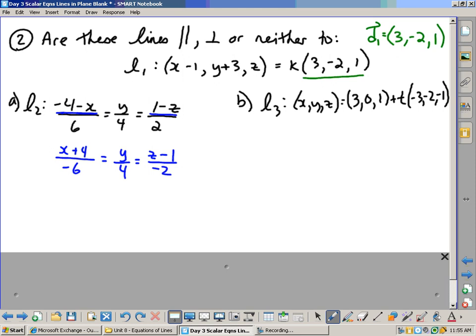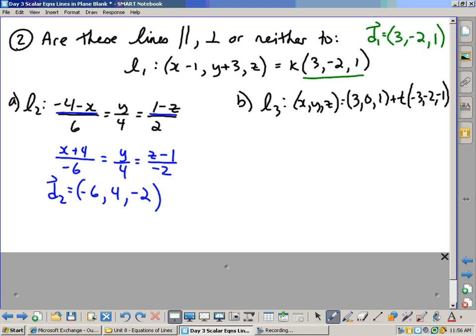So this equation I wrote in blue is in symmetric form, but it's not in the form we like it. Remember, one of the rules of symmetric is put all the negatives on top. But in order to read the direction vector, we need it in the correct notation. So here it is in the correct notation. We now can quickly read the direction vector at the bottom. So D2 is now negative 6, 4, negative 2.